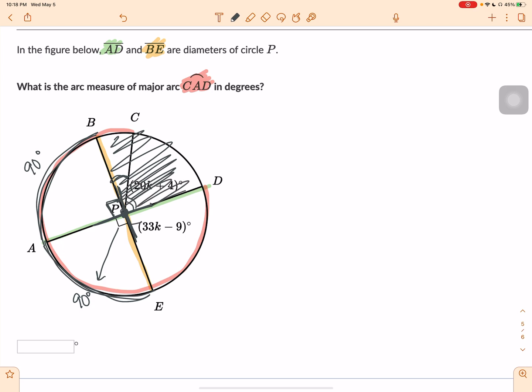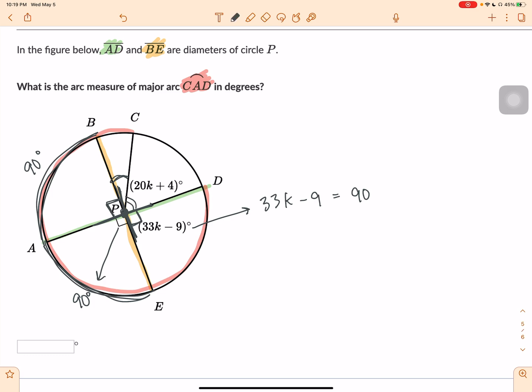But I do know that here, that's a 90-degree angle. So I know that 33K minus 9 equals 90. And now here I can solve for K, and then I'll be able to solve for the rest of that part here that I crossed out. Okay? So my first step, I'm going to add 9 to both sides. I have 33K equals 99. Divide both sides by 33.